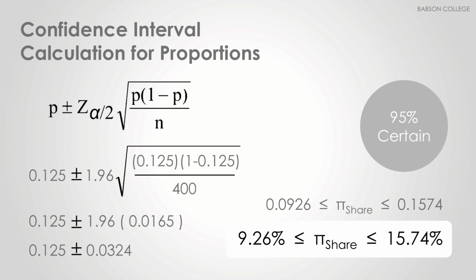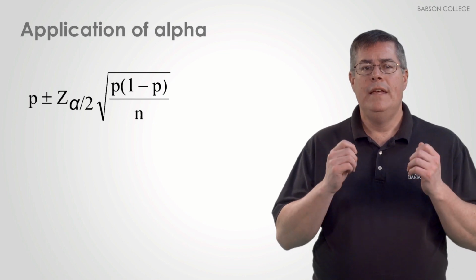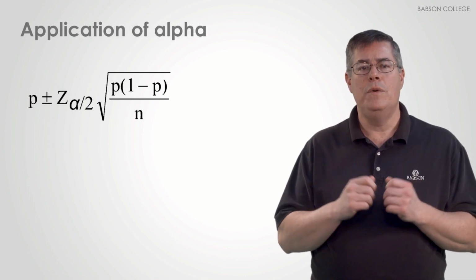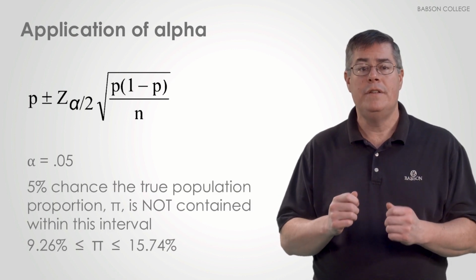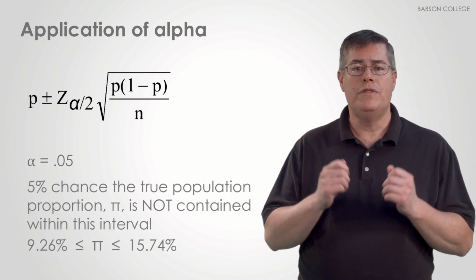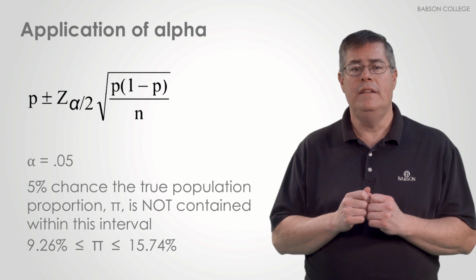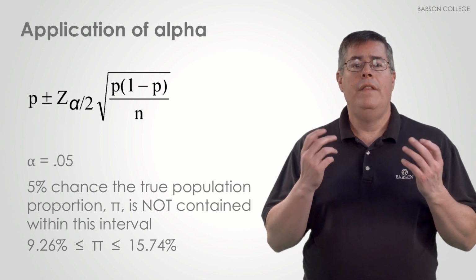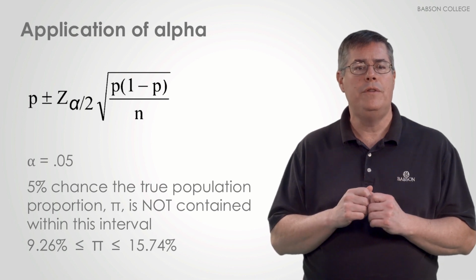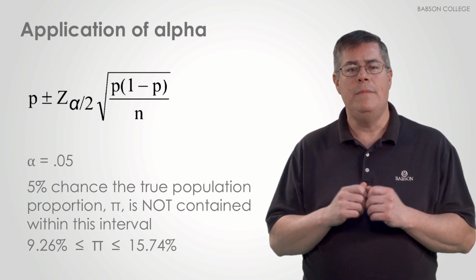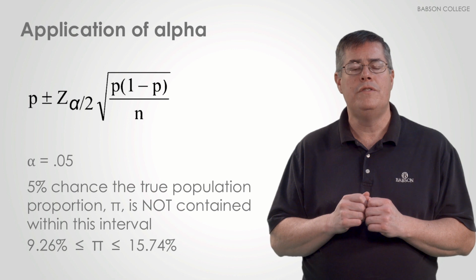Note the application of alpha in this context. Since in this example alpha was equal to 0.05, this means there is a 5% chance that the true population proportion pi is not contained in this interval. This leaves us with a fairly reasonably narrow range that we should be able to utilize to help estimate the number of people that are likely to purchase our product.